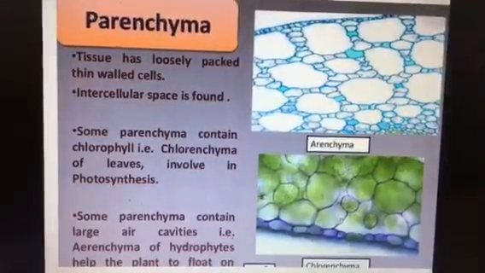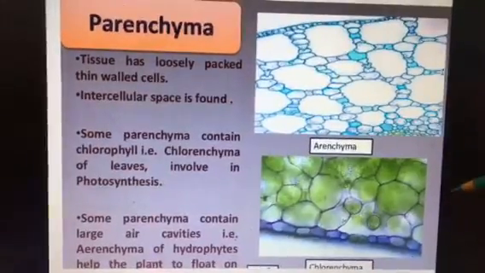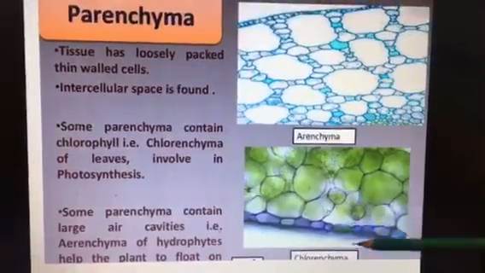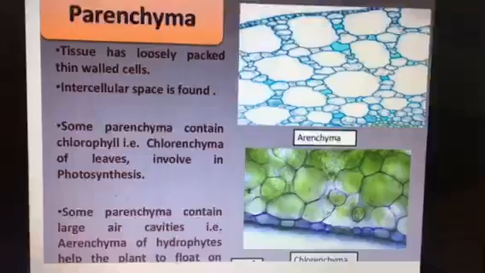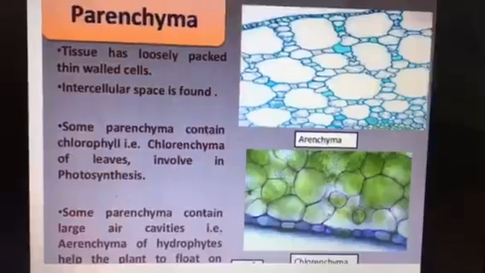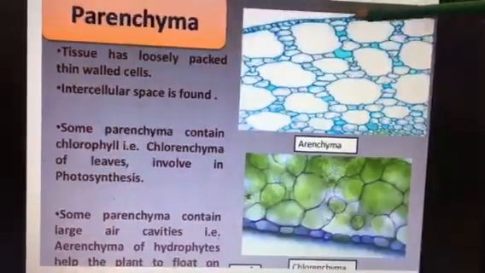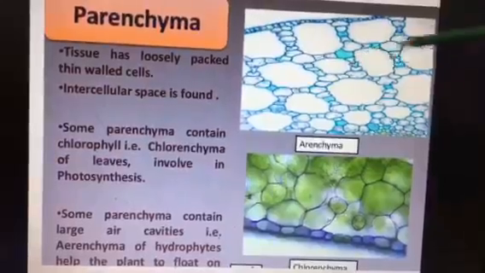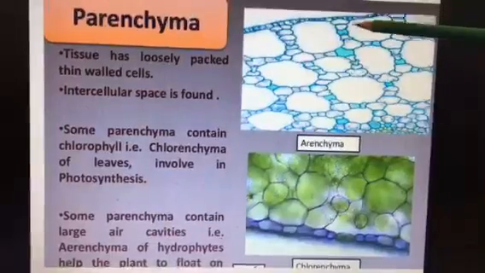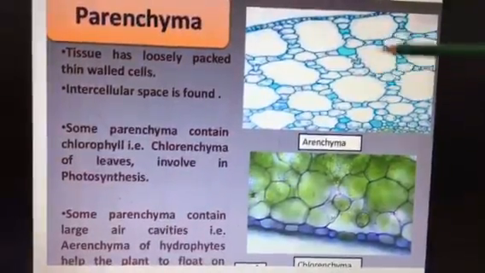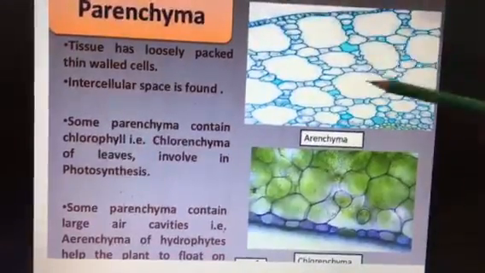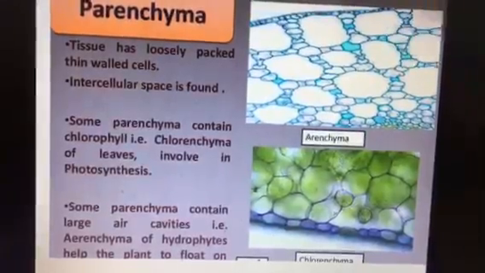Parenchyma tissue sometimes contains chlorophyll and performs photosynthesis. This type of parenchymal tissue is known as chlorenchyma. In aquatic plants, they have aerenchyma with air spaces. Aerenchyma, see here, air spaces in between two cells, which help in internal circulation of air, and it also provides buoyancy to the plant so that the plant can float on the surface of the water.